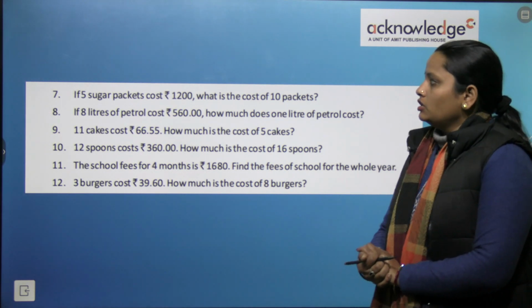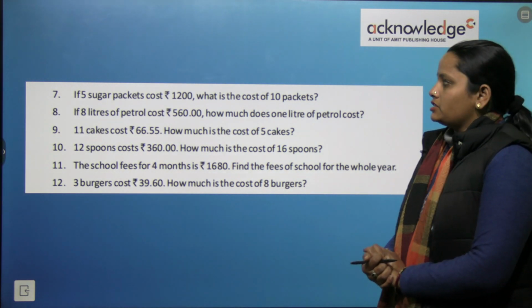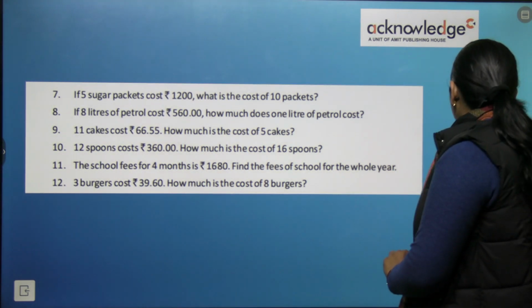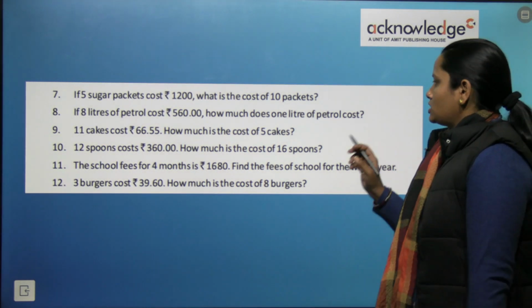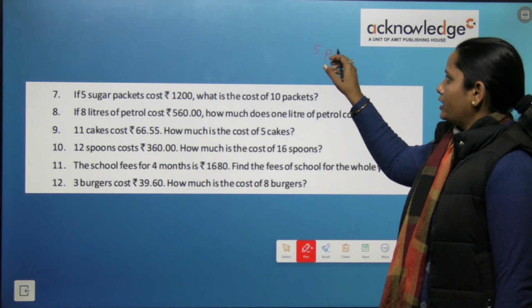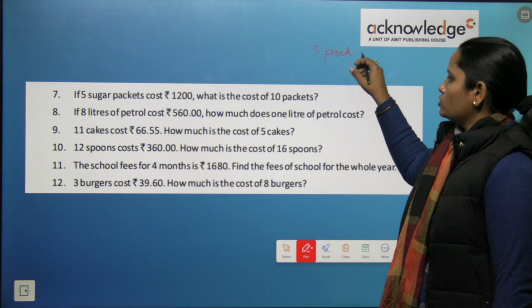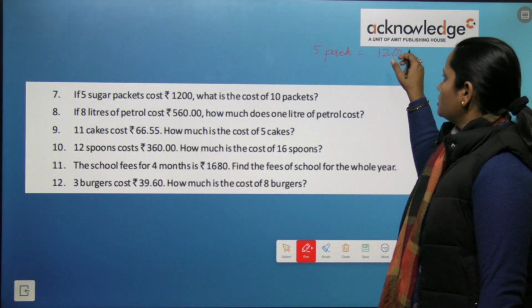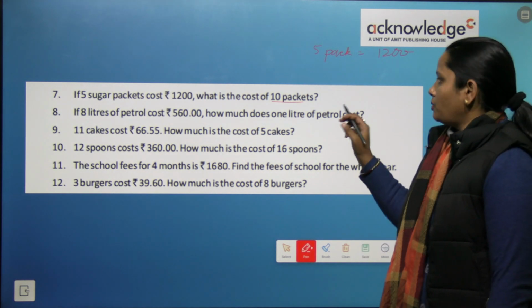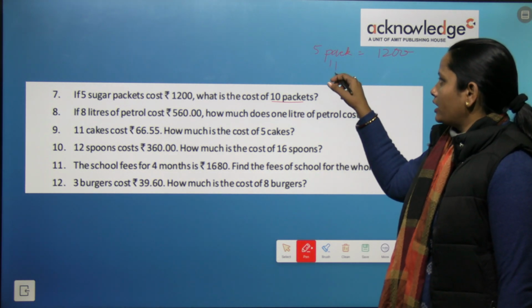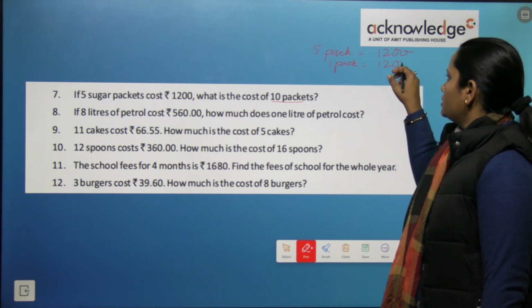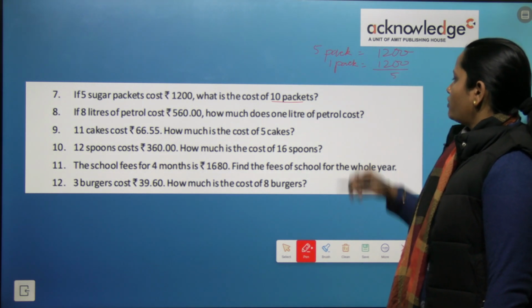Now let's find the cost of another question from another part. So here 5 sugar packets cost is given. 5 sugar के 5 packets हैं, उनका cost है 1200 rupees. So 5 packets is equal to 1200 rupees. Now what is the cost of 10 packets? You have to find the cost of 10 packets. So 1 packet का निकालेंगे. So it will be 1200 divided by 5.